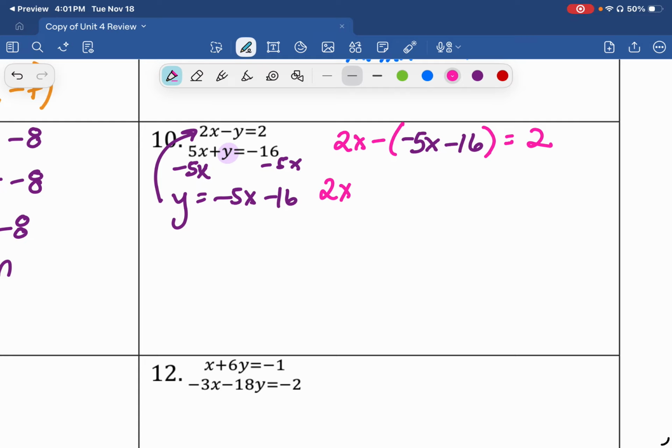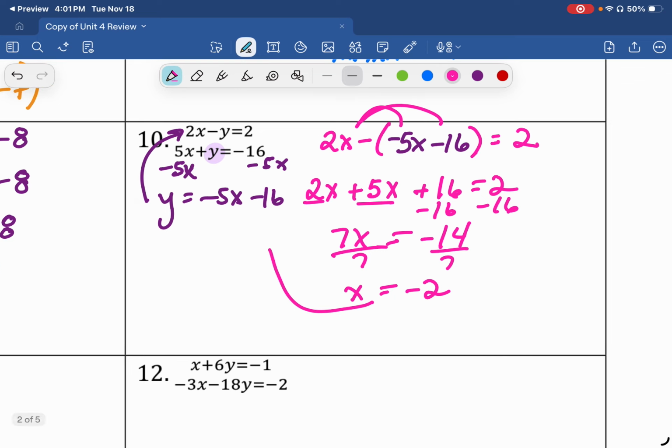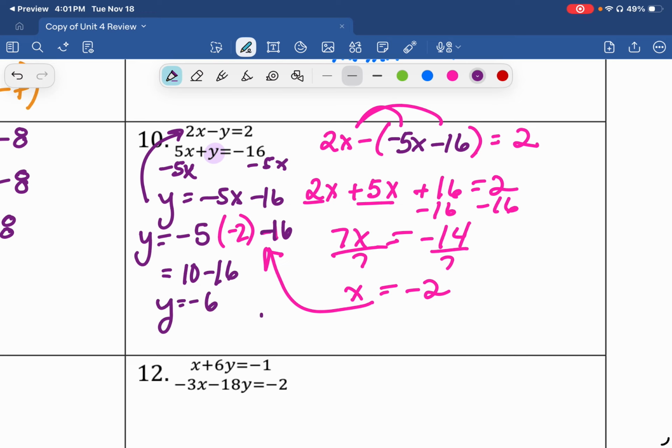So we get 2x, a negative and a negative make a positive 5x plus 16 equals 2. Combine like terms, that is 7x. Subtract 16 on both sides equals negative 14. Divide by 7. x is equal to negative 2. We're going to plug that into this equation. Y equals negative 5 times negative 2 minus 16. So we get 10 minus 16, which is negative 6. So our solution is negative 2, comma, negative 6.